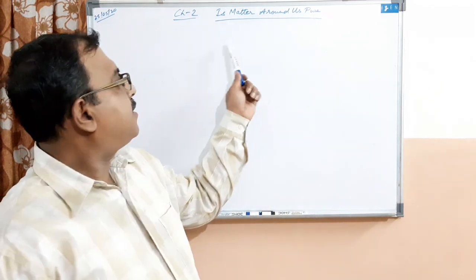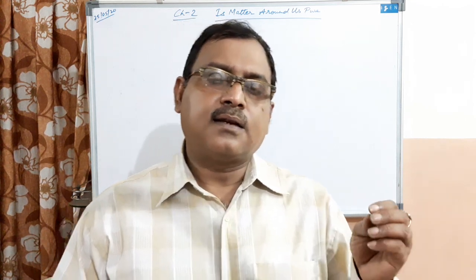Welcome back, children. So today we will start chapter number 2 in chemistry, that is Is Matter Around Us Pure? Now children, you see so many things around you, all are made up of matter. Now how will you say that it is a pure substance?